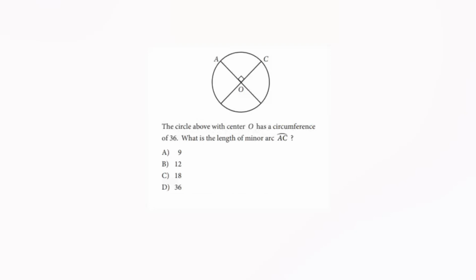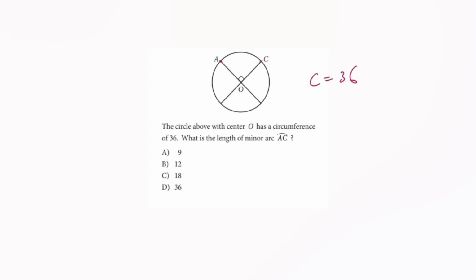This is another easy type of question, and this is the type of question you would probably get in your first 1 to 3 questions. So it says the circle above with the center O has a circumference of 36. What is the length of minor arc AC? So they just want this length over here. We know the circumference is equal to 36, so the entire thing is 36. They want A to C.